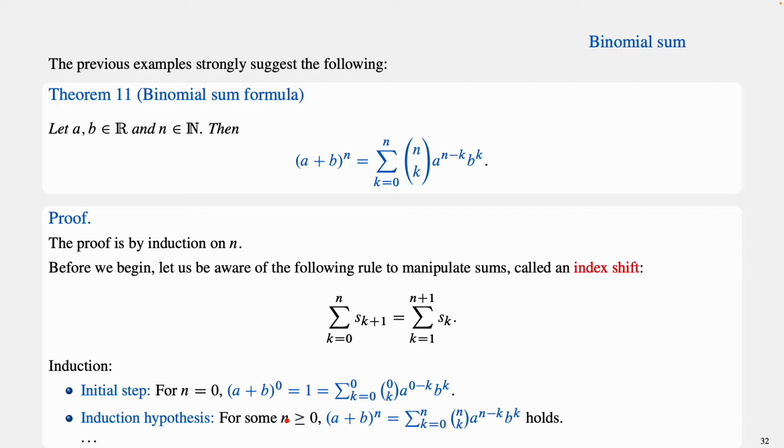For the induction hypothesis, we assume that there is some n greater or equal to 0 where this binomial sum formula already holds. And now in the induction step, we will prove that it also works for n plus 1 under this assumption here.